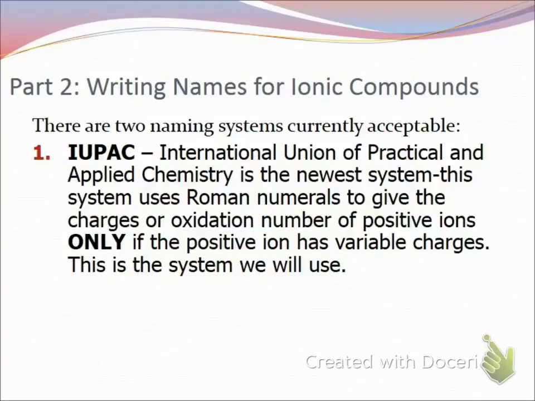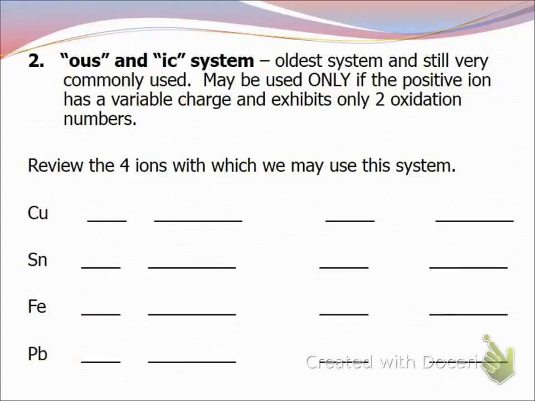Remember I said iron could be a +2 or a +3, so we have to put that Roman numeral with it so we know which charge it has. There is an old system of naming that we sometimes still see, which we're only going to do so you can kind of notice it, so if it shows up somewhere you can look here and see. And it is the -ous and -ic system. It is the oldest system, but it's still sometimes commonly used. It's only used on positive ions that have more than one charge. So here are just four of the most common examples.